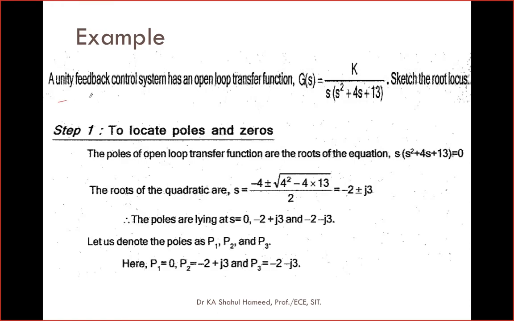A unity feedback control system has an open loop transfer function G(s) equal to K divided by s times (s squared plus 4s plus 13). Sketch the root locus. This is the problem given.